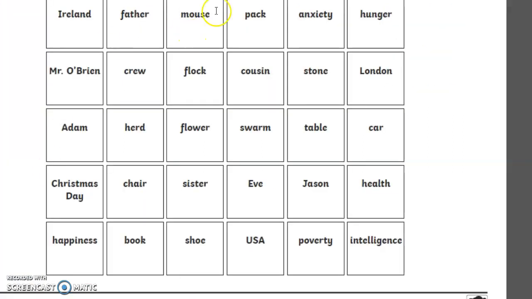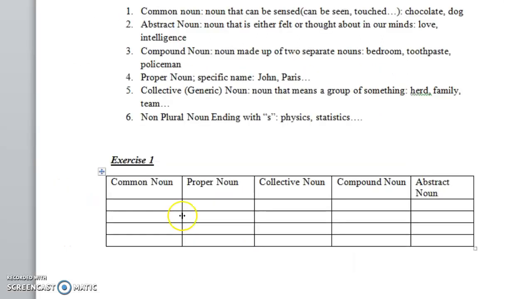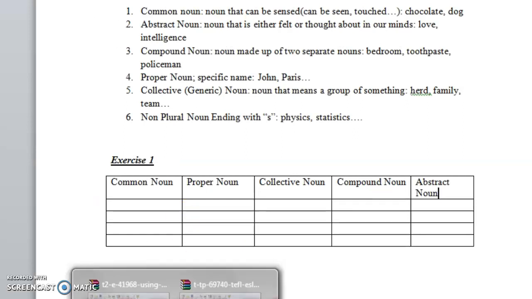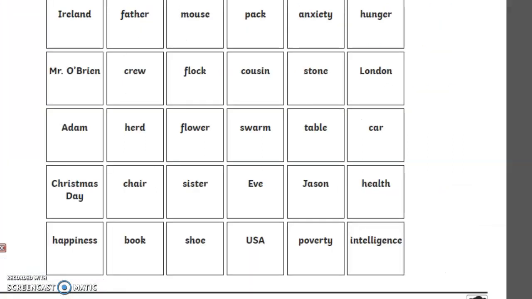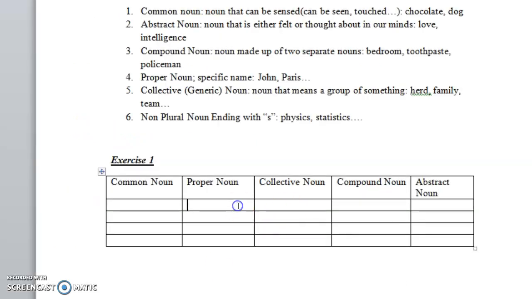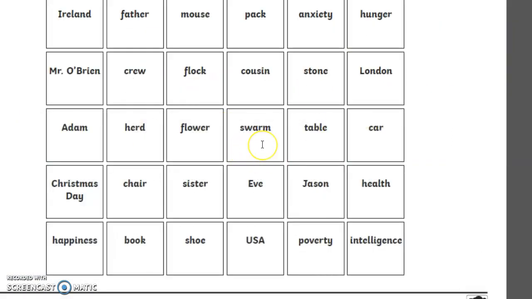Here we go. These are the nouns. Okay, so after copying the table on your copybooks, continue with the video. Pause the video and put the nouns in their correct place in the table. For example, Adam. Adam is a proper noun, so we go to the table and we put it under the proper noun, till the end of all the nouns. Okay? And I will post the answers in another video, of course.